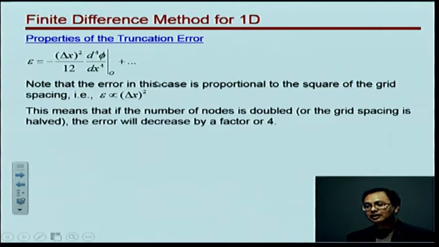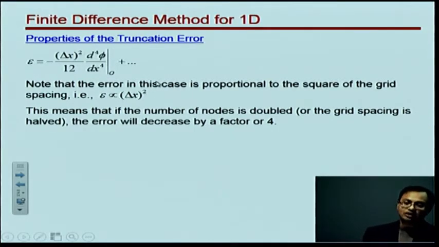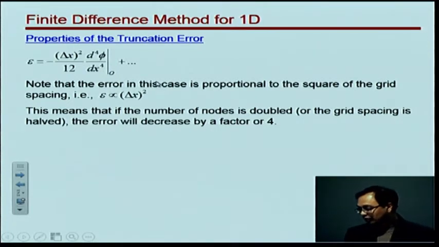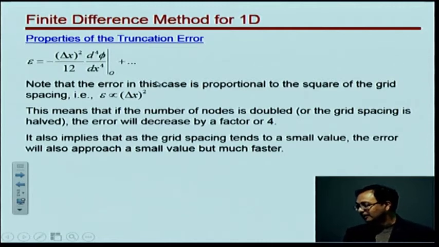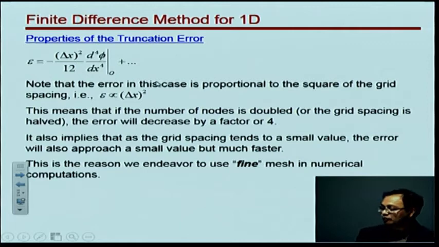At some point, the error will become smaller than the round-off error of a digital computer. So if you're storing your numbers in single precision, that's 8 digits. Beyond 8 digits, you will not even see that error because the computer will basically eat it up. So this is an important issue, the fact that the error approaches 0 as the mesh is refined. And that is why we always endeavor to use a fine mesh for accurate calculations.